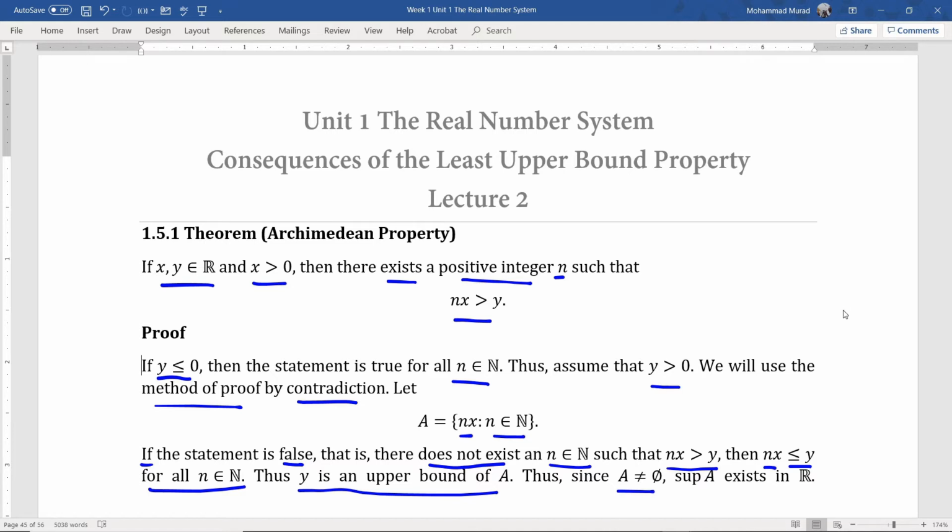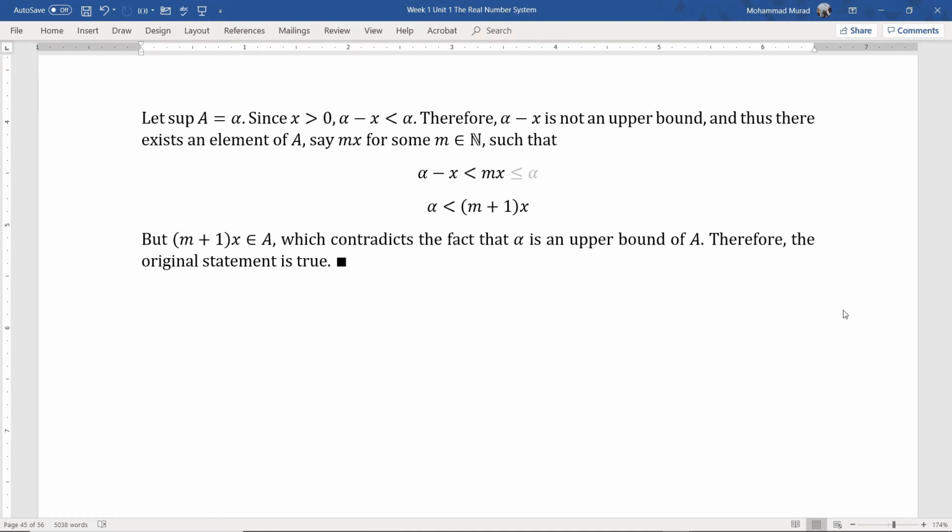Since A is non-empty and R is complete, the least upper bound property of R says that the supremum of A exists in R. Let the supremum of A be alpha. Since x is positive, alpha minus x is smaller than alpha. Therefore, alpha minus x is not an upper bound of the set A. And thus there exists an element mx of A, for some m, such that alpha minus x is smaller than mx.